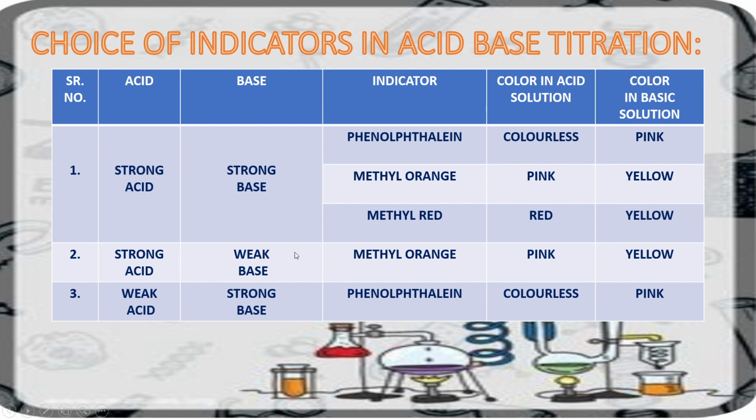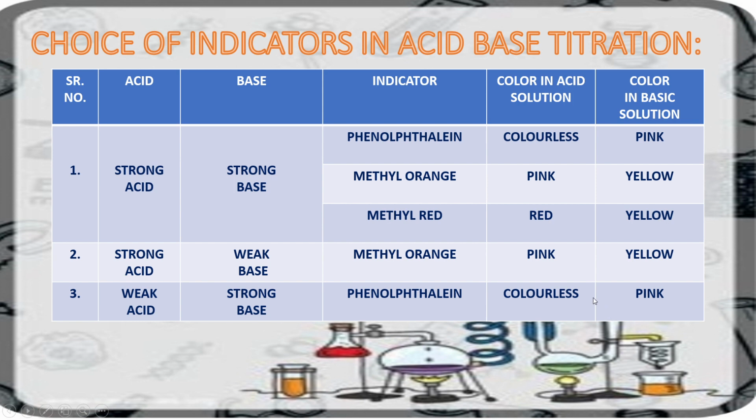If our acid is strong acid and base is weak base, the indicator used is methyl orange, which stays pink in acid but becomes yellow in base. If the acid used for acid-base titration is weak acid and the base is strong base, the indicator of choice is phenolphthalein, which is colorless in acidic medium but turns pink in basic medium.